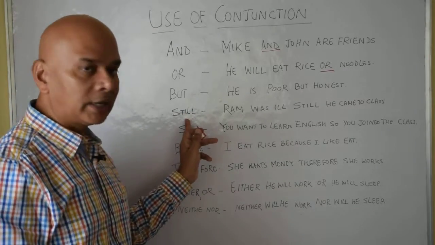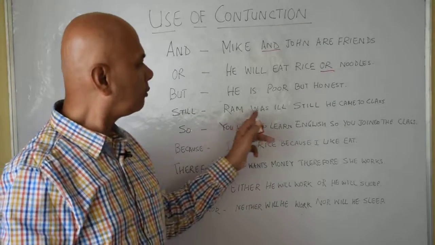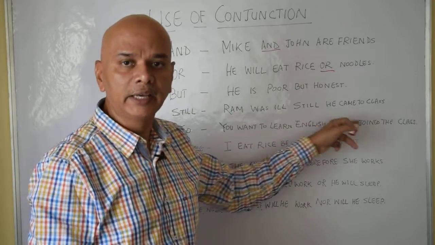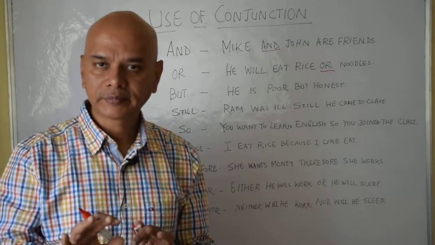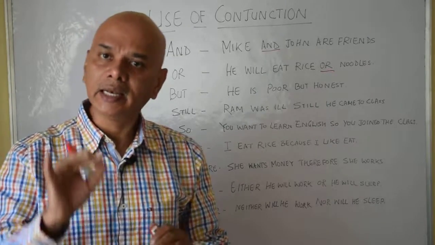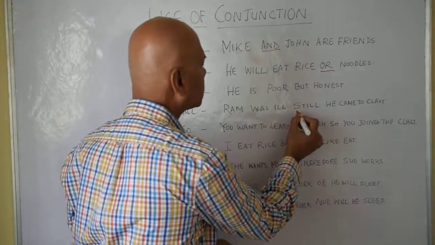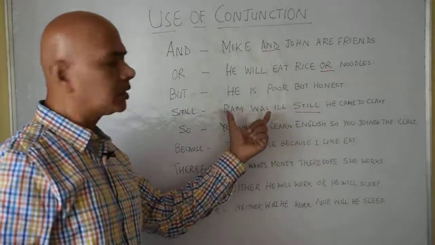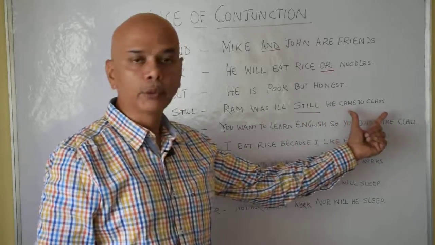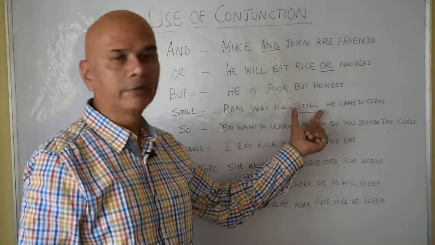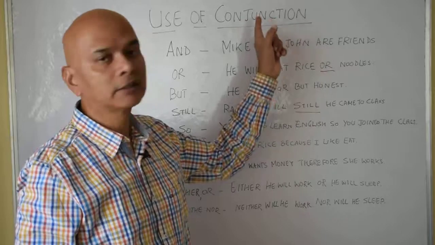The other word is still. Ram was ill, still he came to class. Ram was not well. He was ill, still he came to class. Then we use still. See, it joins the two sentences. Ram was ill is one sentence. He came to class is another sentence. It is joined with still. This is called conjunction.